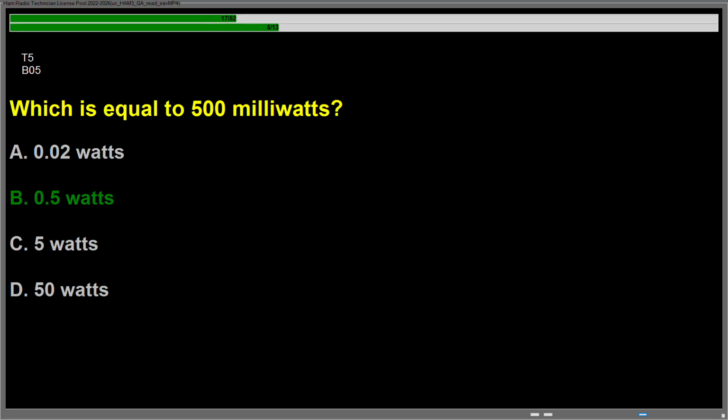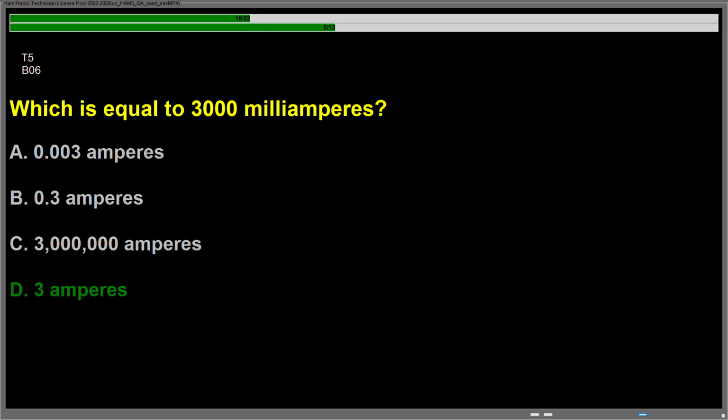Question Bravo 05, which is equal to 500 milliwatts? Answer is B. 0.5 watts. Question Bravo 06, which is equal to 3000 milliamperes? Answer is D. 3 amperes.